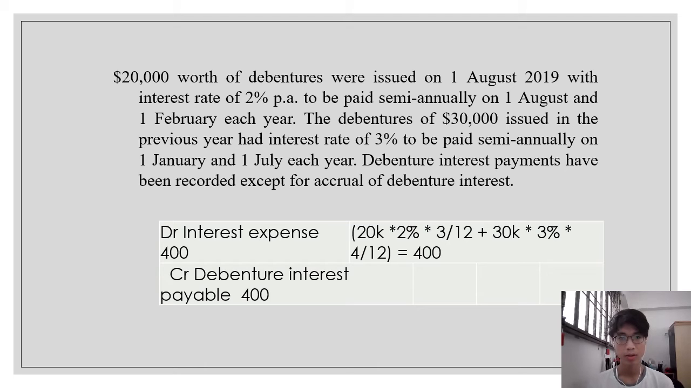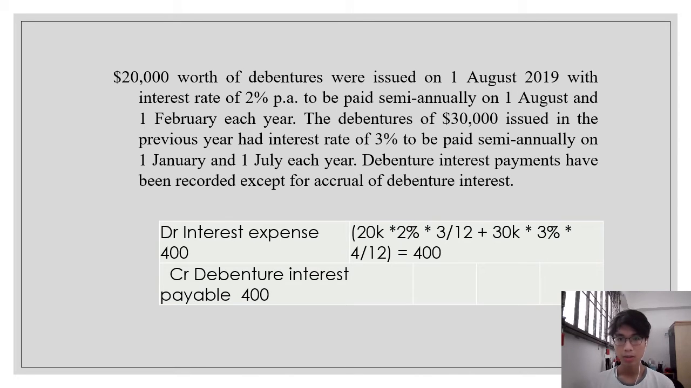Next, the question states that 20,000 worth of debentures were issued on 1st August 2019 with interest rate of 2% per annum to be paid semi-annually on 1st August and 1st February each year. Therefore, we have to calculate this: 20,000 times the 2% per annum times 3 over 12, as we take from 1st February to 31st April, which is the financial year as at now.